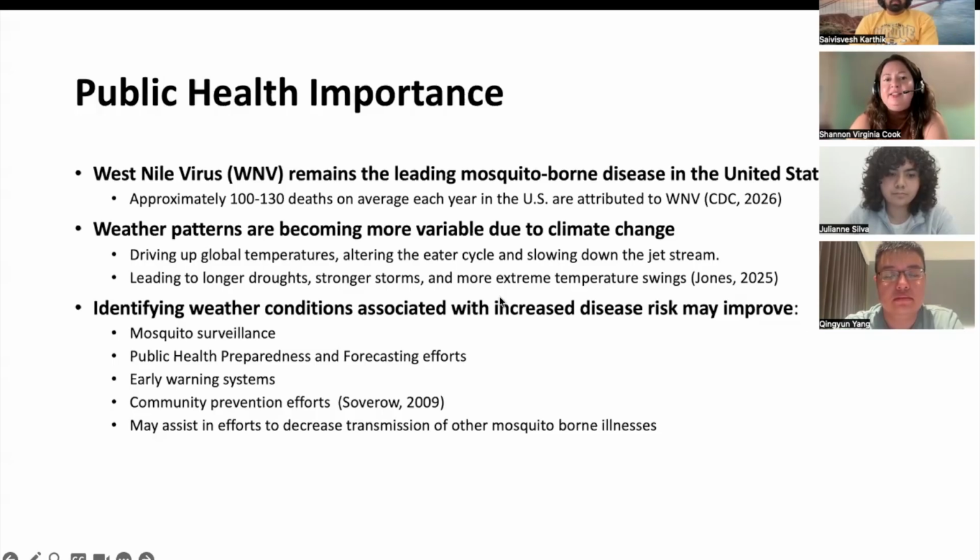Identifying weather conditions that are associated with increases in disease might improve mosquito surveillance, public health preparedness and forecasting efforts, early warning systems if we know that there's a certain area that may experience an outbreak, and community prevention efforts. So this also may assist, even though it's not the primary goal, in efforts to decrease transmission of other mosquito-borne illnesses that are spread by different species as well.